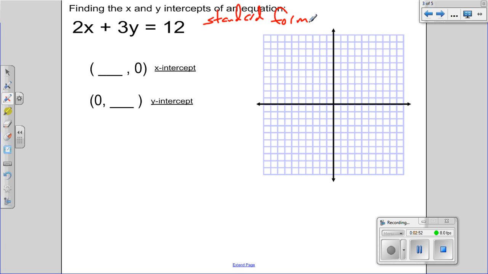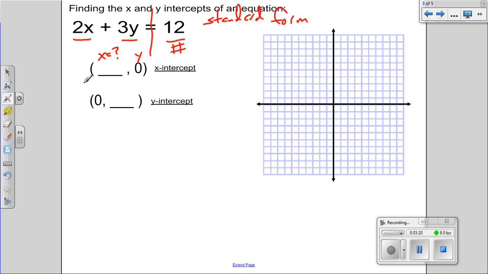Standard form means the x's and y's are together on the left-hand side of the equation, and the number is alone on the right-hand side. So a good way to graph these is to find the x and y-intercepts. For the x-intercept, we plug 0 in for y and solve for x. The y-intercept is the opposite: we put 0 in for x and solve for y. So the intercept is the value you're solving for.